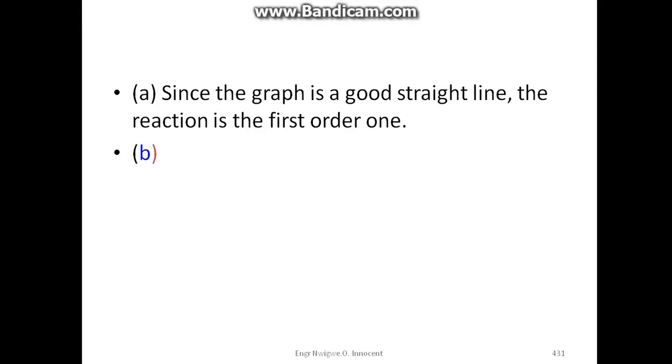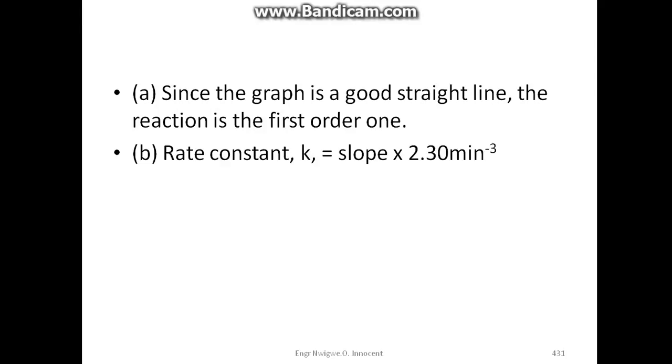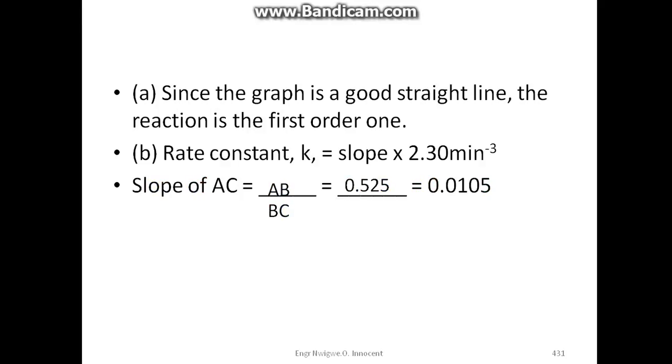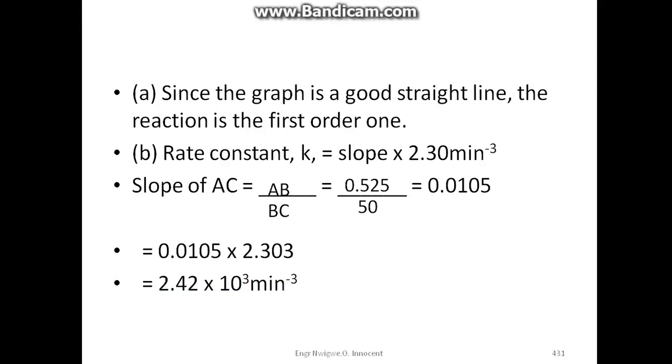(B) Rate constant K is equal to slope times 2.303 per minute. The slope of AC is equal to AB over BC, which is equal to 0.525 over 50, which gives us 0.0105. We now have 0.0105 times 2.303, which gives us 2.42 times 10 raised to the power minus 2 per minute.